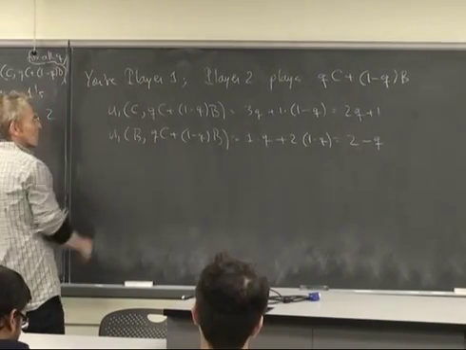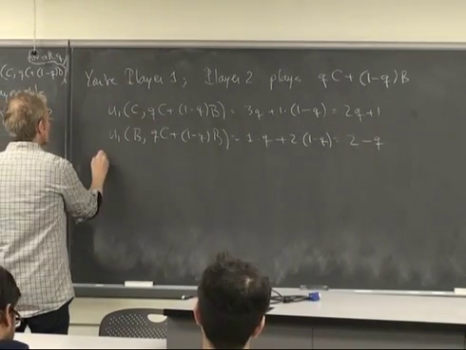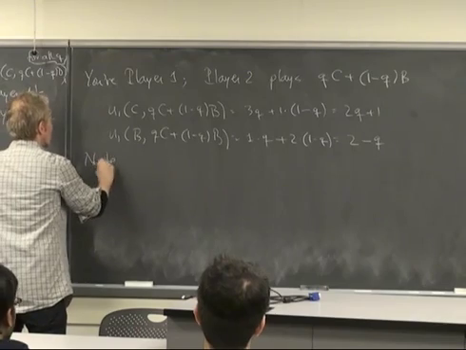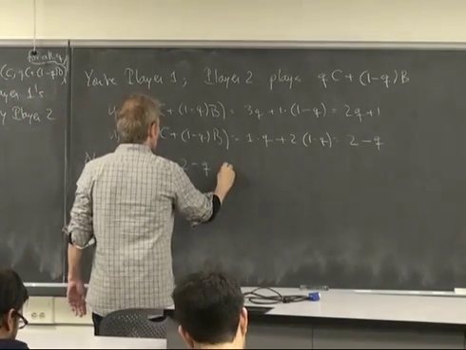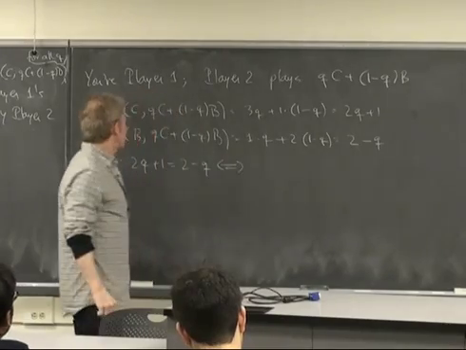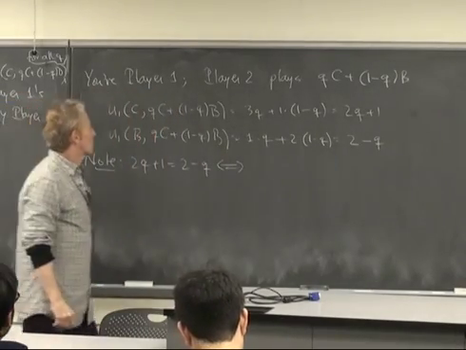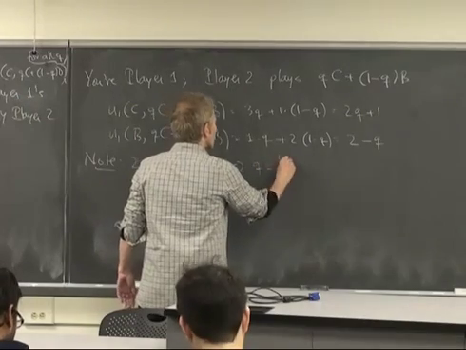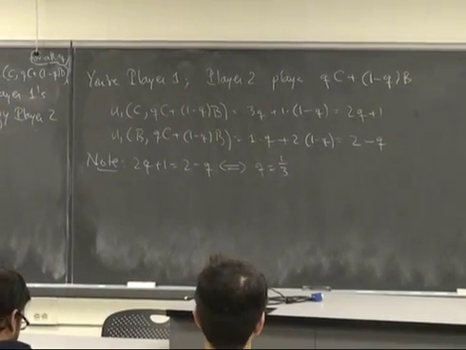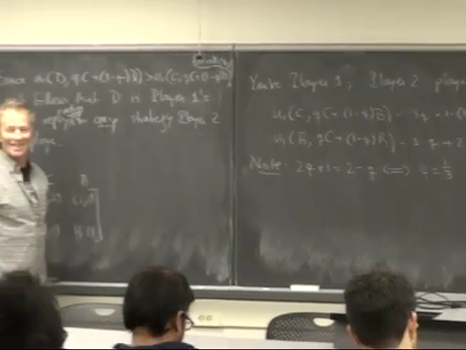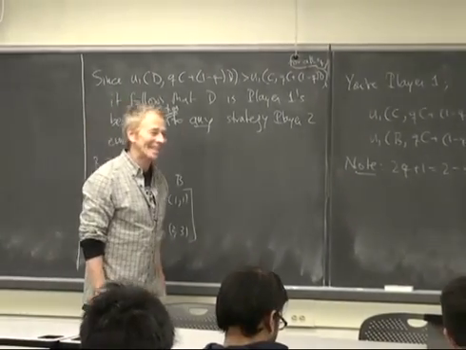Okay, so let's figure out where 2Q plus 1 equals 2 minus Q. That happens if and only if Q equals 1/3, right? Sometimes I do this wrong, so I'm asking you, right? Yes, okay.